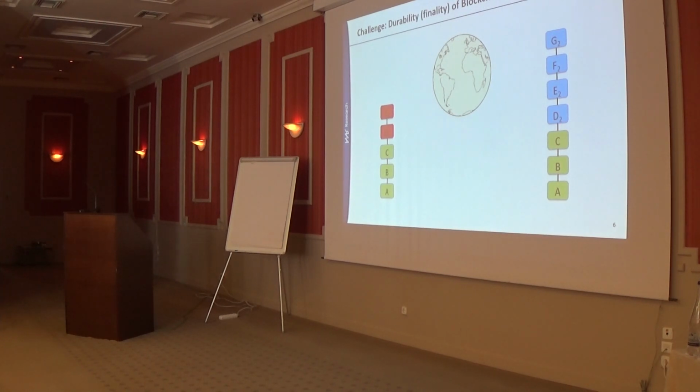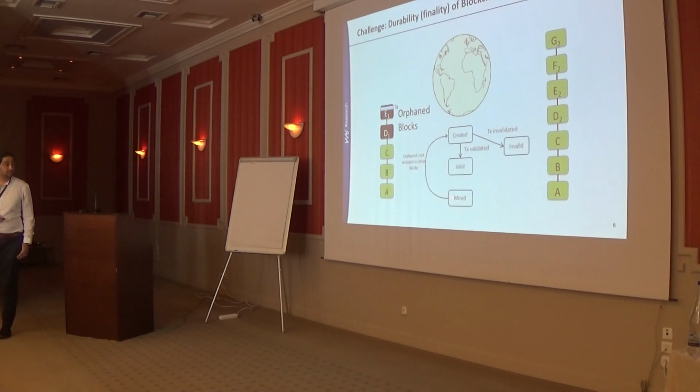Which one of these is the truth? Well, the rules say that the longest chain is the truth. That's pretty simple. This means that this chain is the truth and these 2 blocks are forked or are orphaned. So what happens to the transactions which are in these 2 blocks? They move from the mined state to the created state. And then we face 2 options.